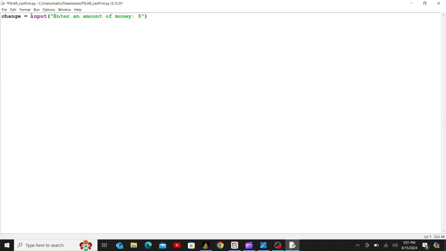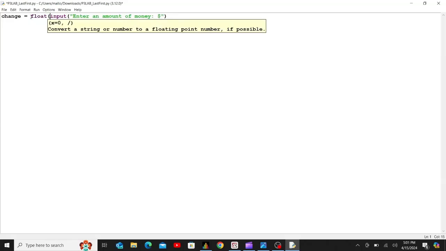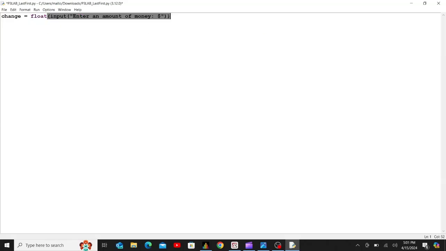All right. So what is this going to do? This is going to allow the user to enter an amount of money once the program runs. If you remember in the instructions, it said we were to bring this value in as a float. So that means we need to convert the value that the user gives us into a float.